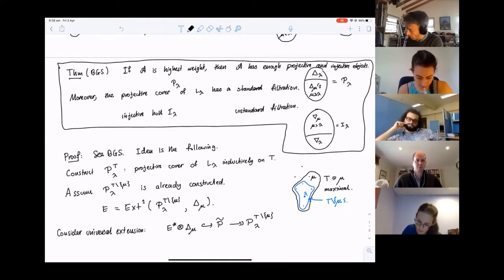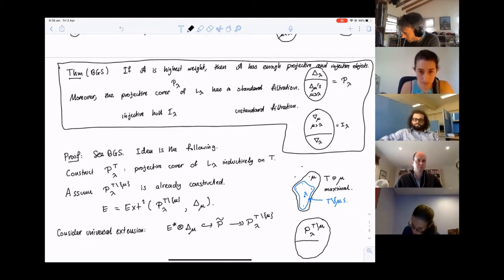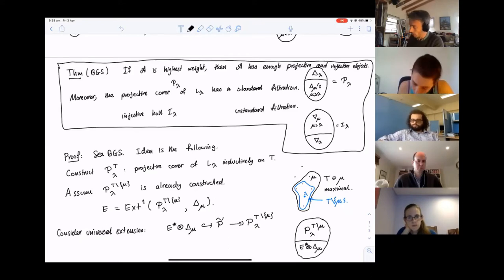So what we've done is we've taken P lambda, take away mu, and we've put copies of E star tensor delta of mu below. And note that this is exactly what we kind of expect this projective to look like from up here. We start with delta of lambda, and then as we go up the poset, we put standard modules below.